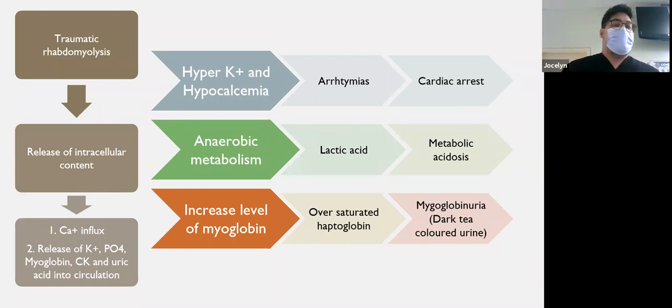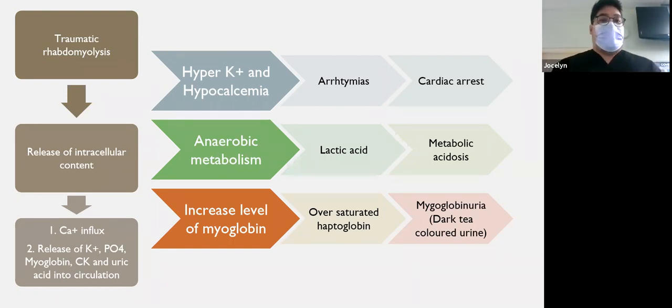So there will be injury to your skeletal muscle. When there is injury of skeletal muscle, there will be release of your intracellular contents, which is calcium channel influx and also release of other electrolytes such as potassium, phosphate, myoglobin, CK, and uric acid into the circulation. So let's take one by one.